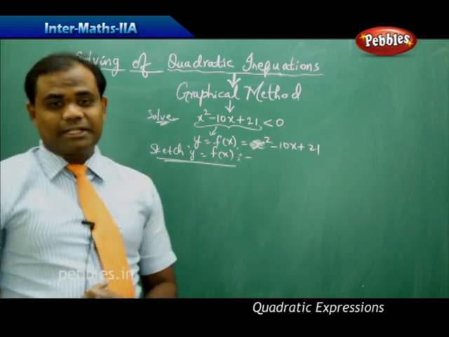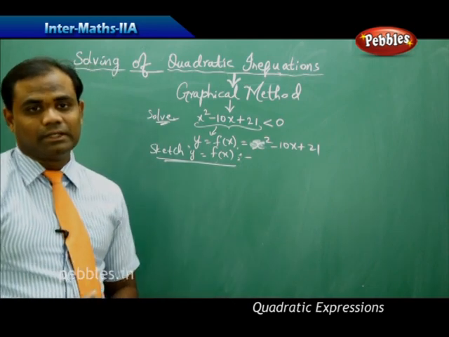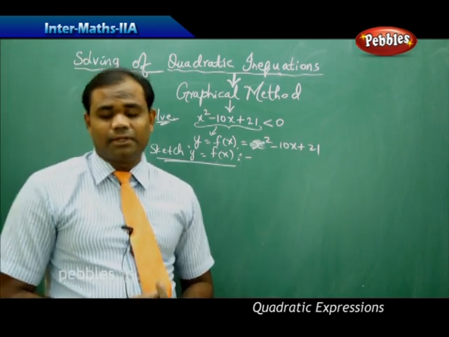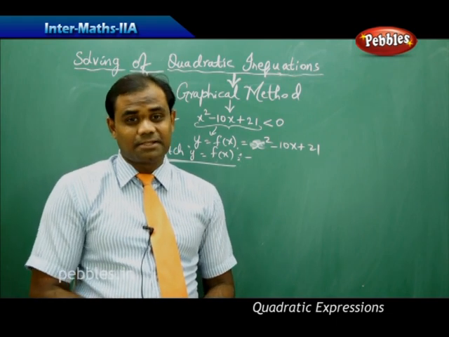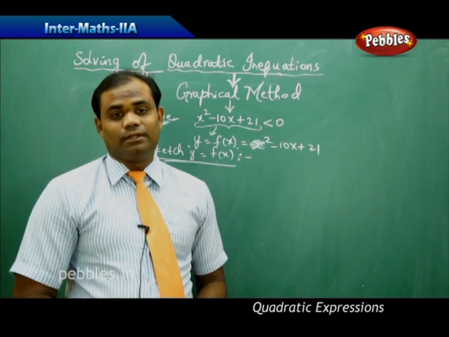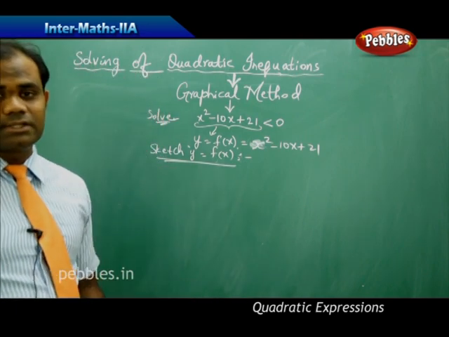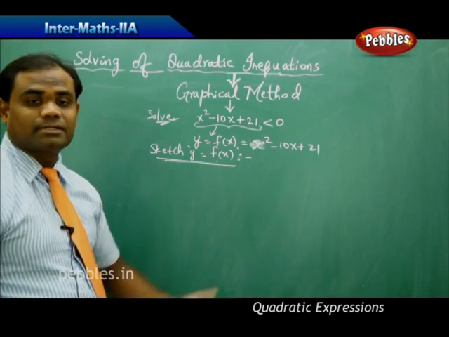Now that we need to sketch the function y equal to x squared minus 10x plus 21, to sketch the graph, there are three basic essentialities which we require. One is the x-intercept, the y-intercepts, and the table of values. As we have already discussed about sketching techniques, initially I would like to find the x-intercepts of the graph.